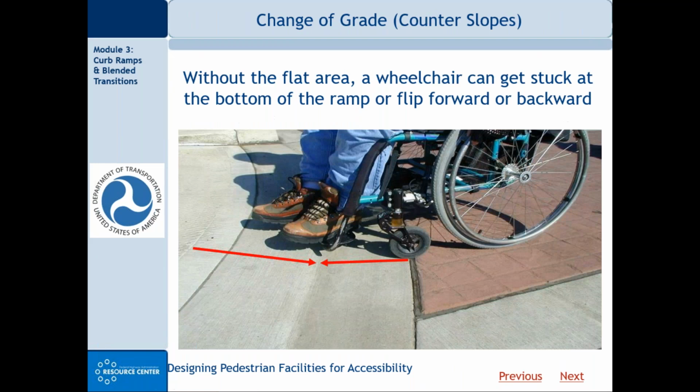And I think we've talked about this. Without that flat area, the wheelchair can get stuck at the bottom of the ramp, or flip over, forward or backward. So again, just as a reminder, because it is important, no more than a 1/4 inch vertical lip there at the base of the curb ramp.